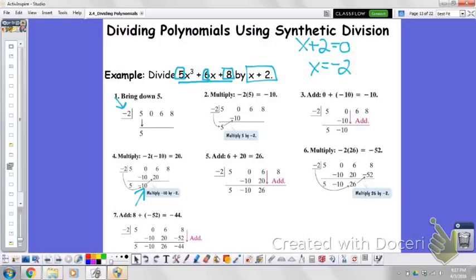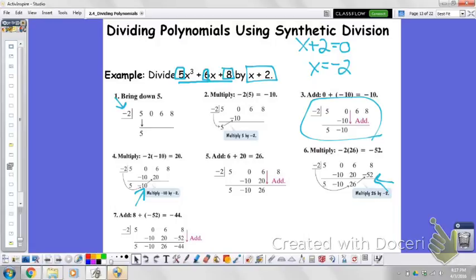And we keep going through the same algorithm. I'm sorry, I skipped a step. In step 3, I forgot to tell you that we add them right here. Anyway, so we keep following the same algorithm. So we're going to take negative 2 times 26. That gives us the negative 52 right here. Add 8 and negative 52. And we get negative 44.